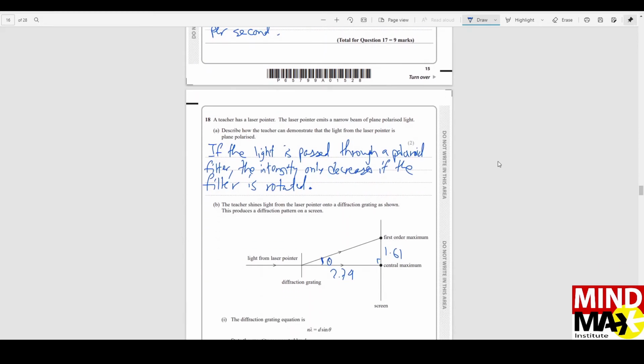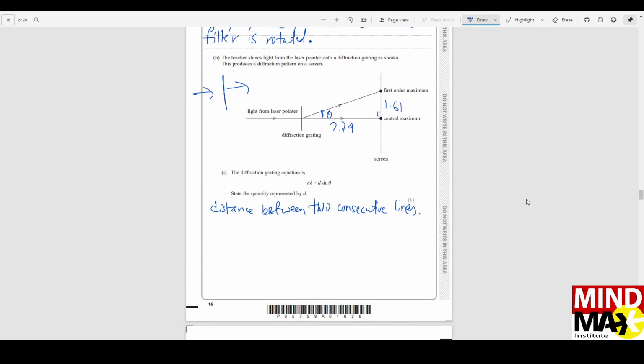Number 18, plane polarization. Describe how the teacher can demonstrate that the light from the laser pointer is plane polarized. If the light is passed through a Polaroid filter, the intensity only decreases if the filter is rotated. So if you have this light passing through the Polaroid filter, it passes straight through without any decrease of intensity. But if you rotate the Polaroid filter, because of the change of plane of polarization, some of the light would get absorbed and the intensity would decrease, and it would become exactly zero if the polarization plane of the Polaroid filter is exactly 90 degrees to the light's plane. So that is how we can justify it.